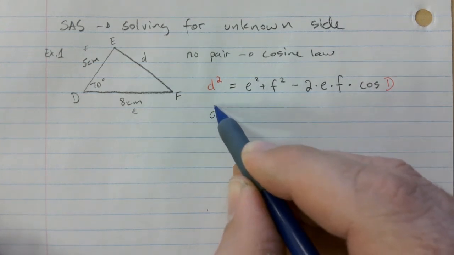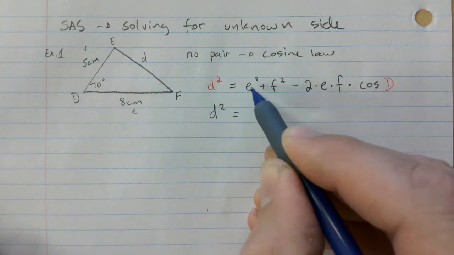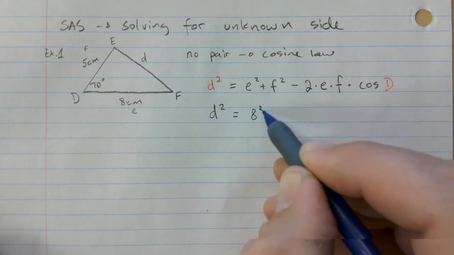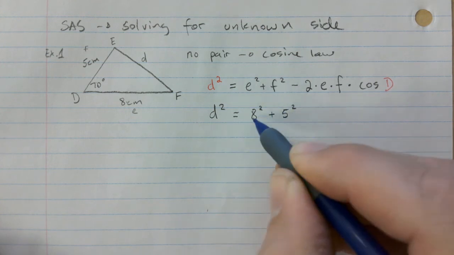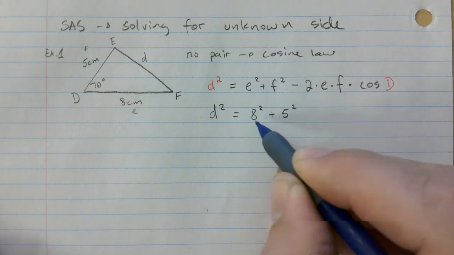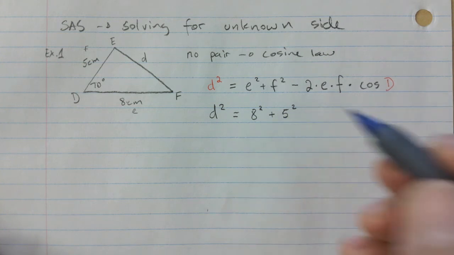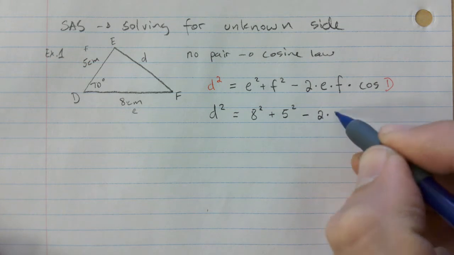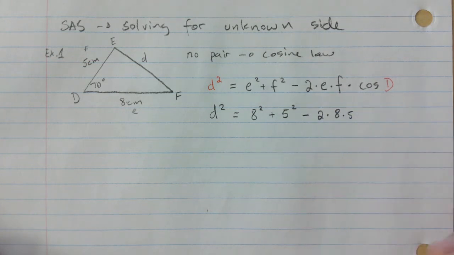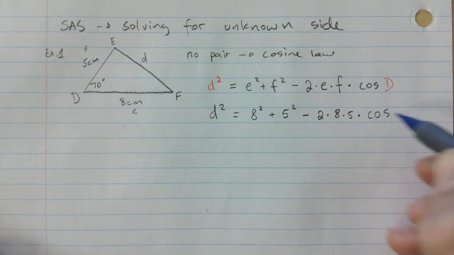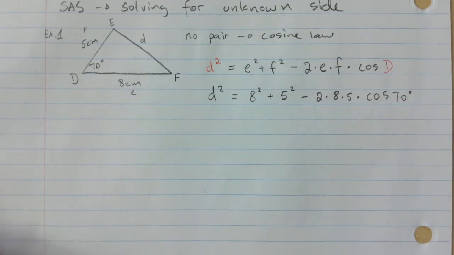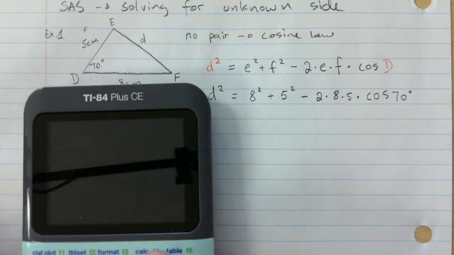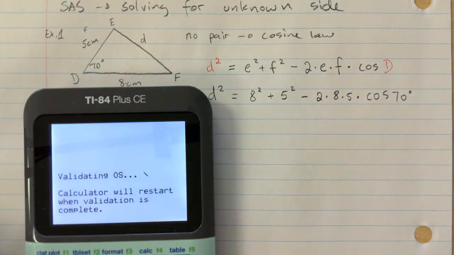So now substitute what you know. D squared is still unknown. E is 8, so we're going to go 8 squared plus 5 squared. And this doesn't matter. The order doesn't matter. If you had gone 5 squared and then 8 squared, you'd still get the same answer. Minus 2 times 8 times 5 times cosine of 70 degrees. And now you got to grab your calculators. I'll show you a couple of tricks here.